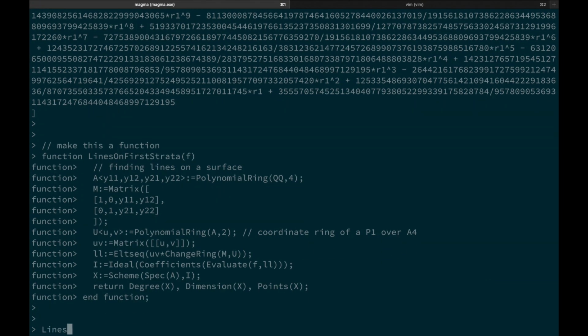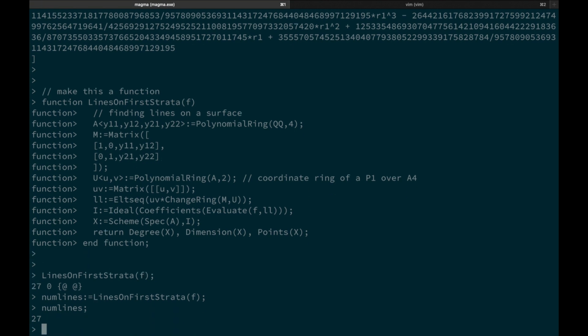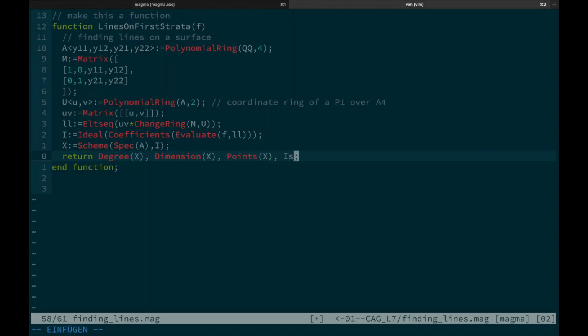Okay, so let's just check lines on first strata f. Okay, it works. And here's what I mean. If I say num lines equals lines on first strata, then num lines is only 27. I did not ask for the second and third outputs of this function, and therefore they will not be evaluated, saving some time. One thing we forgot about is to check whether or not the zero locus defined by x is actually reduced or not.